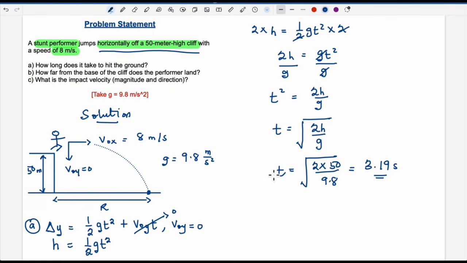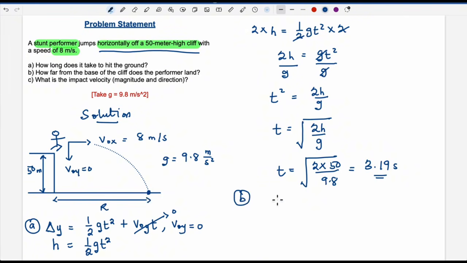Interesting. Now, for the second part of this problem, we have to find how far from the base of the cliff the performer lands. So let's do that. Part B: how far from the base? In this case, we are interested in finding the range.